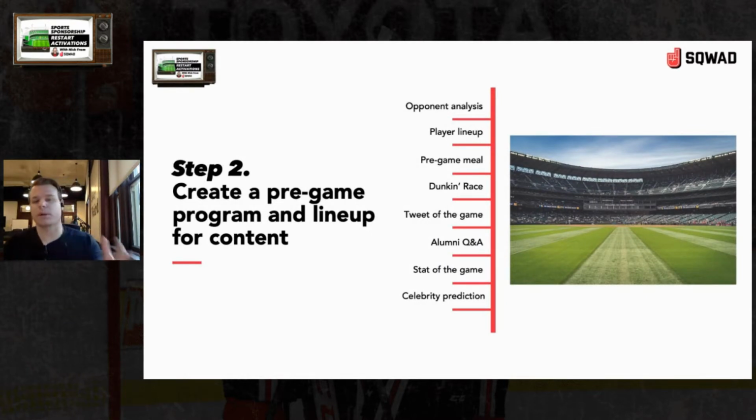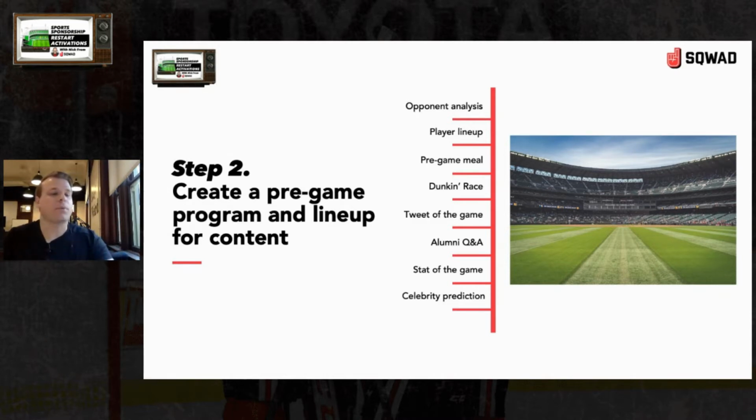Step two is going to be creating a pregame program. You definitely don't want to go up on a live stream and just wing it, right? You want to actually create a pregame program: opponent analysis, player lineup, a pregame meal that maybe one of your restaurant partners does. I'll show you our Dunkin' race, but a great digital activation to pull fans in and have them actually engage with that pregame as you do in your stadium. Tweet of the game, alumni Q&A to have them come in. As you saw with our morning coffee, you can actually bring people into the segment with that. Stat of the game, and then celebrity prediction.